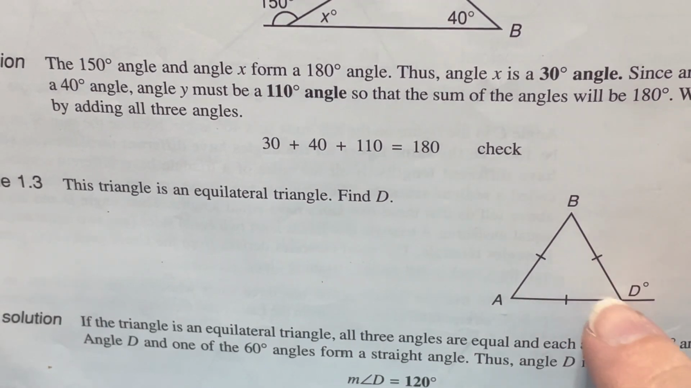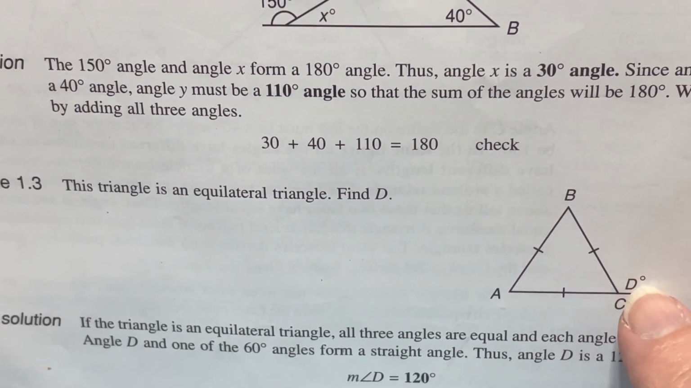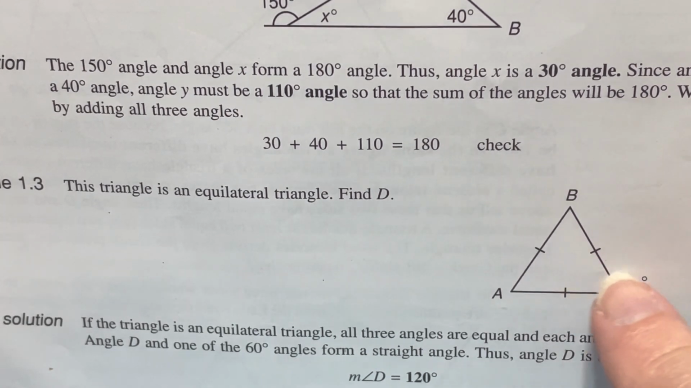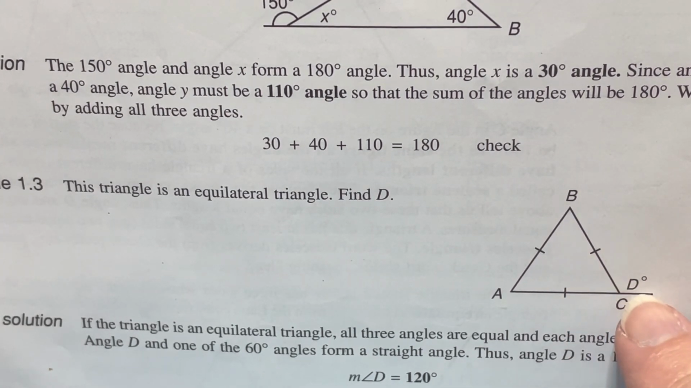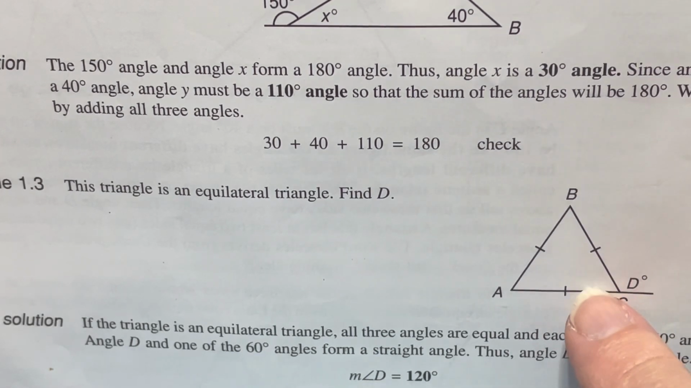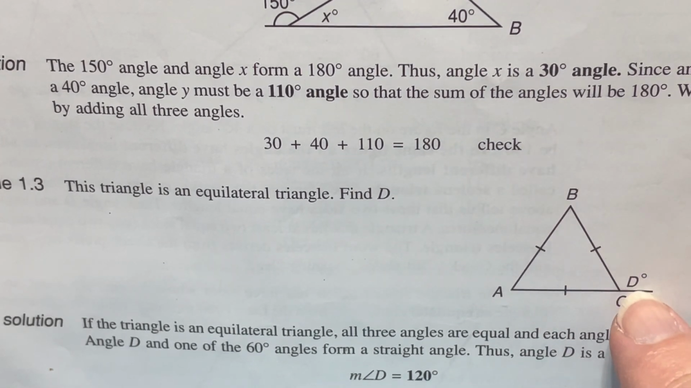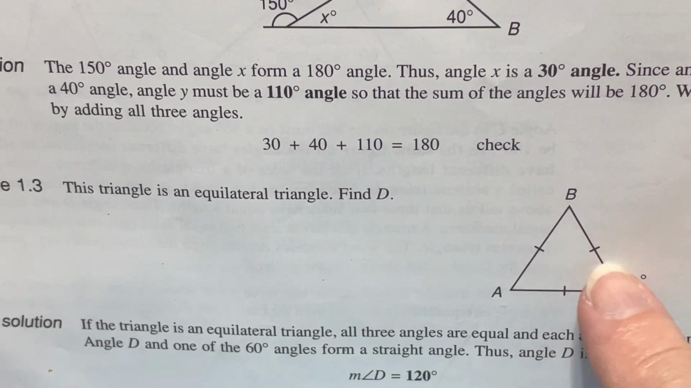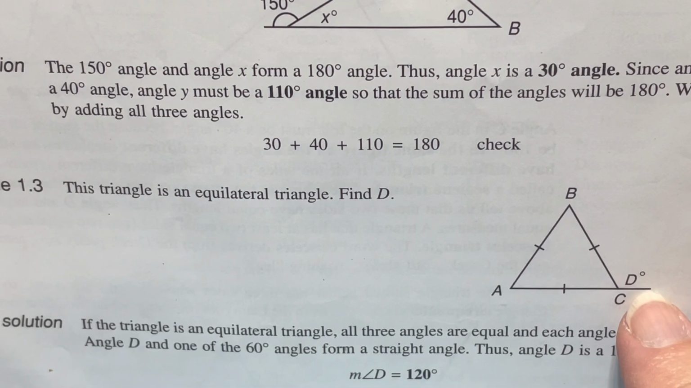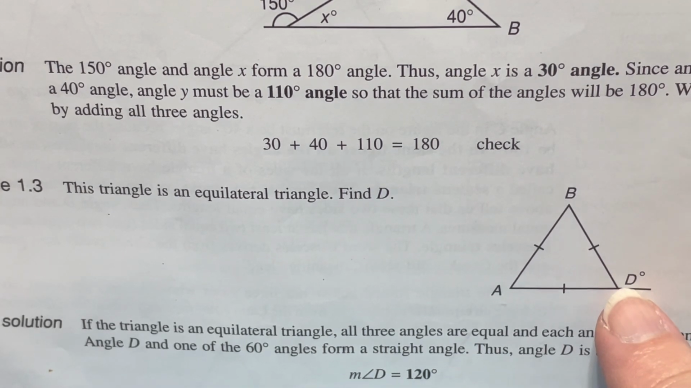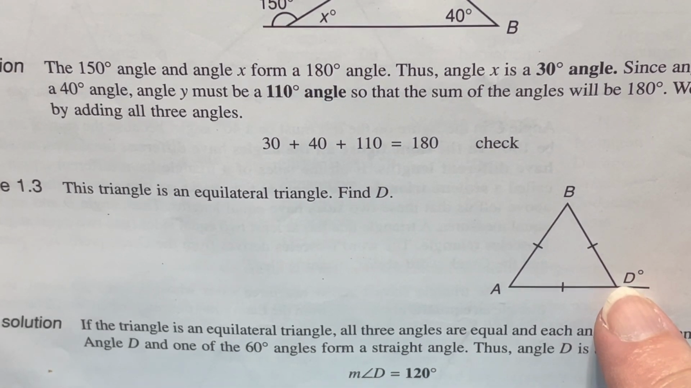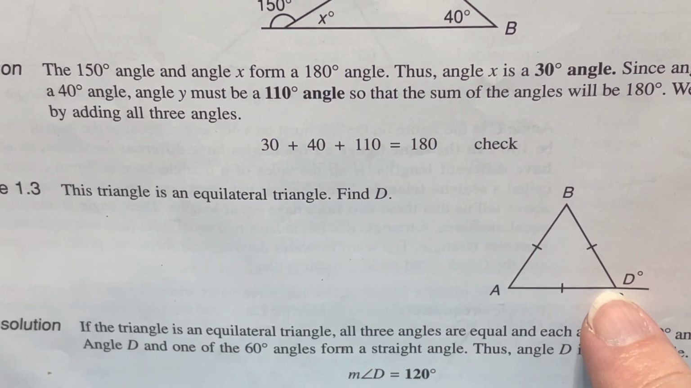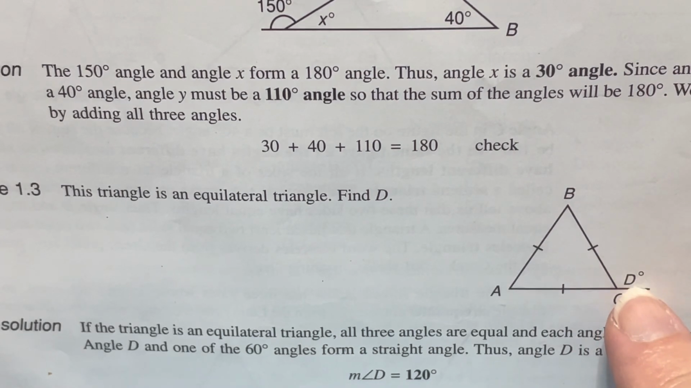If this one is 60 and D is going to be a straight angle with it, remember straight angles are two angles that add up to a straight line, which is 180 degrees. If this one is 60, then what does D have to be in order for this one to be 60? And the two of them together add up to 180. So D must be 120.